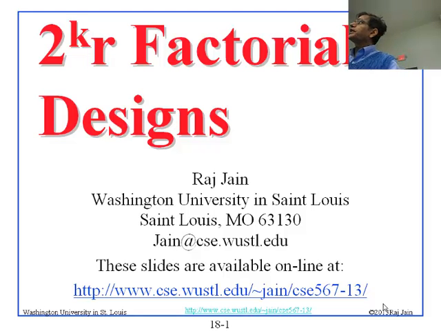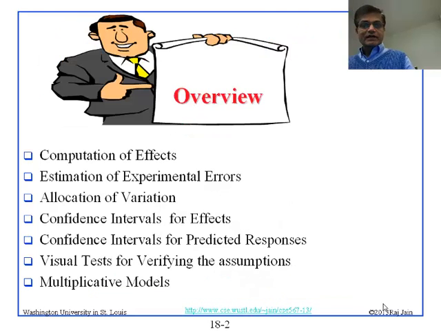So now we have 2^k r factorial designs. What is r? r is actually for replications. So now if you do each experiment many times, the numbers would be different. So how do you take care of that, and what does it tell? We will worry about all of the same things that we did before with replications: computation of effects, variation, tests, and so on and so forth.